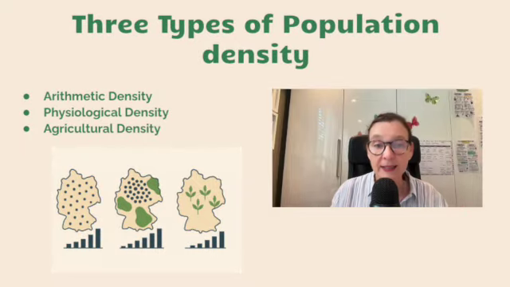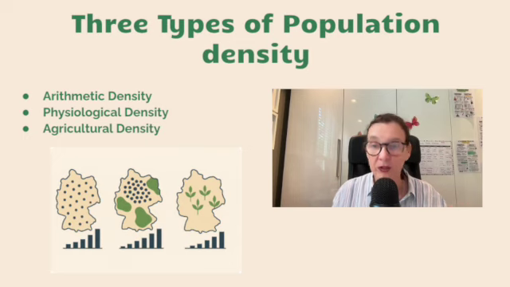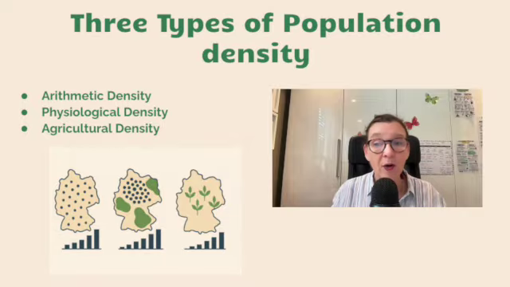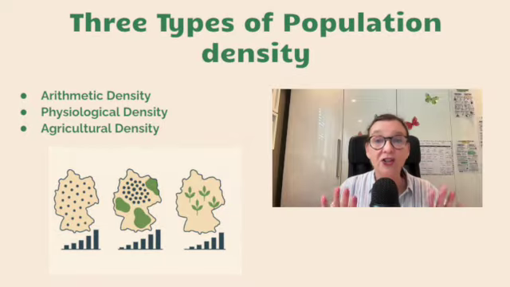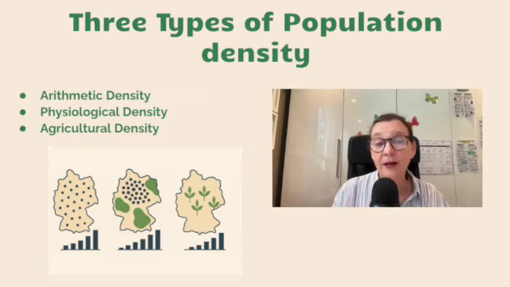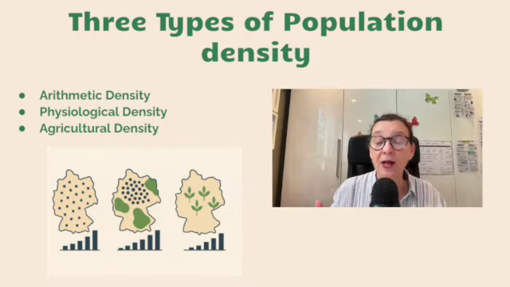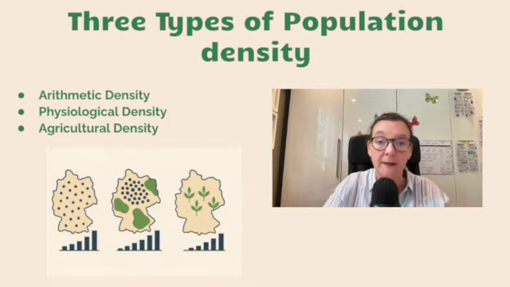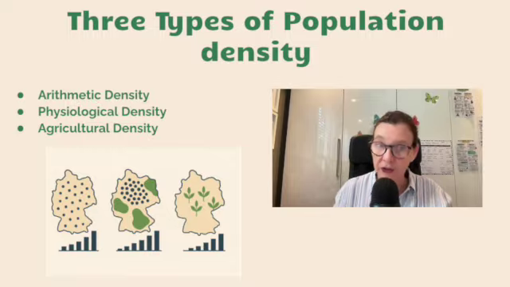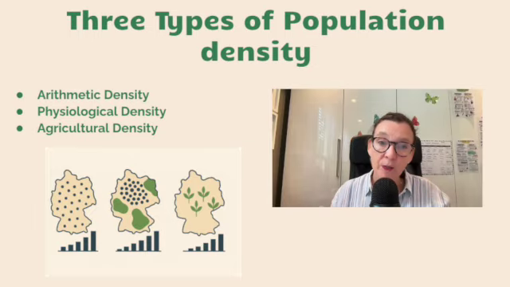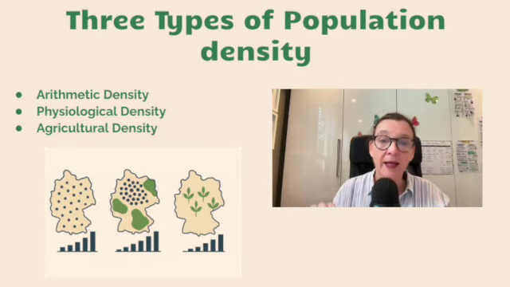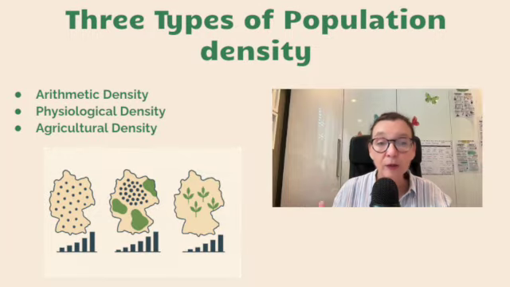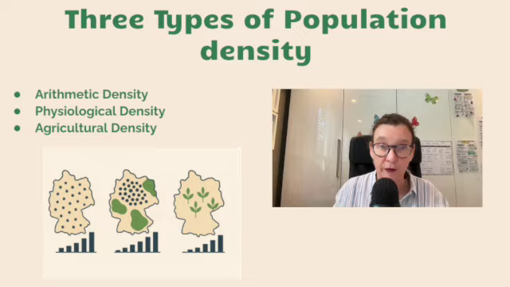For example, the United States has about 84 people per square mile on average. But keep in mind, this doesn't tell us where people actually are living. It's just an overall average. So a big country with lots of empty space can still have a moderate arithmetic density. The next one is physiological density. This is the total population divided by arable land. And arable land means land that's good for farming.